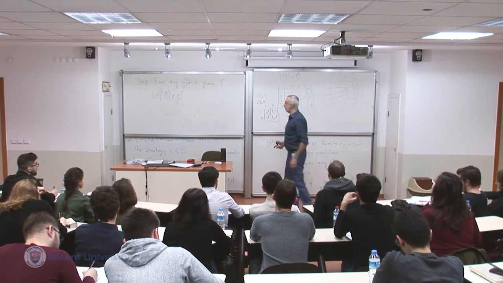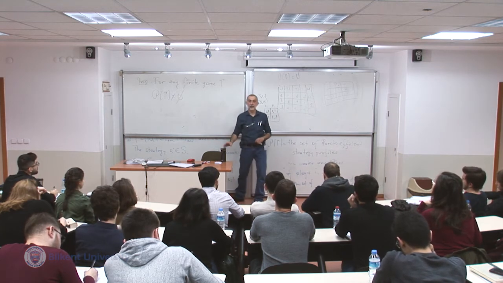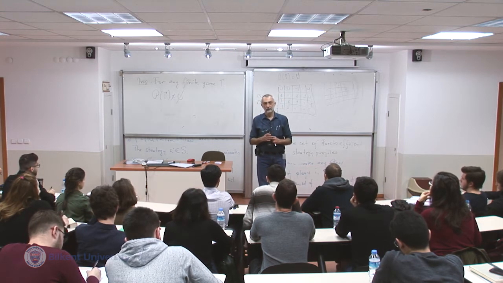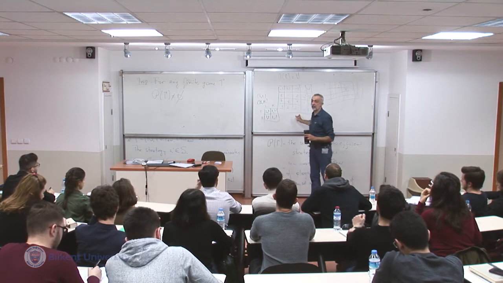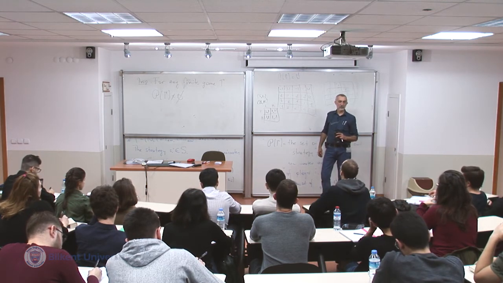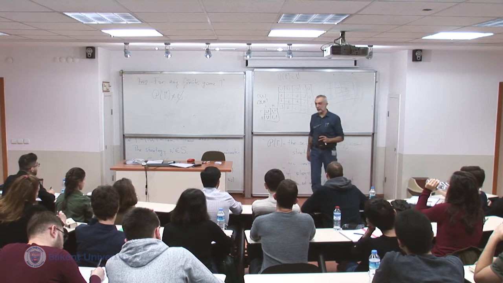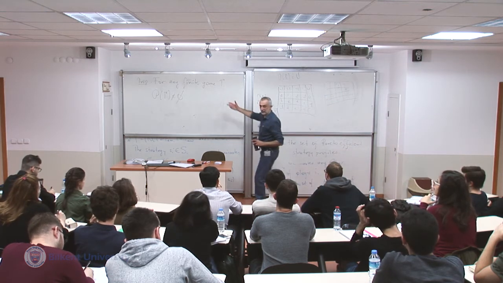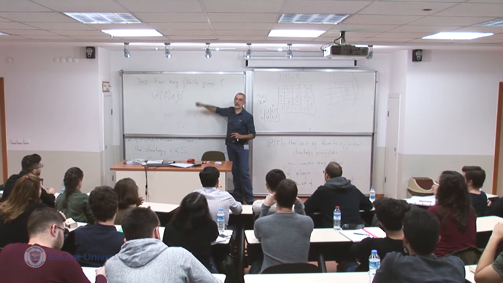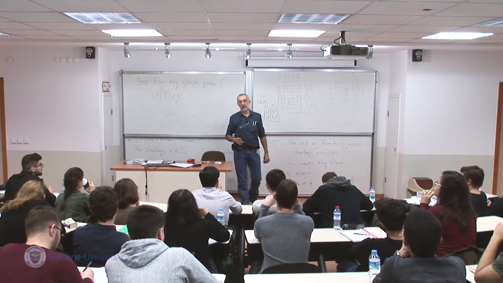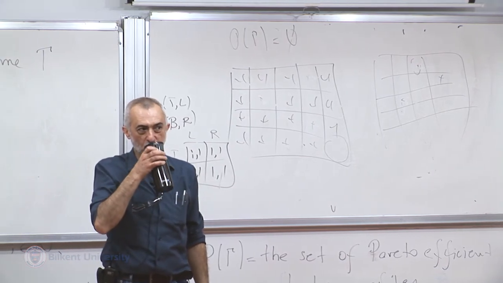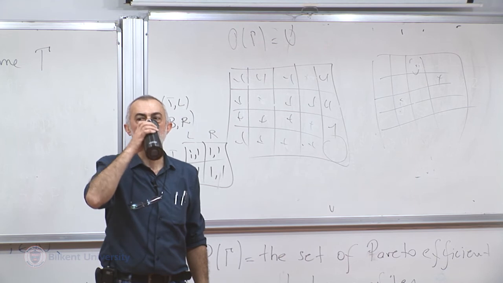That is, what if at least one of the players has a strategy set which is not finite? Then this argument will not work. So I'll leave it to you as an exercise to either prove it or give a counterexample for this proposition when the game is not finite. Any questions?